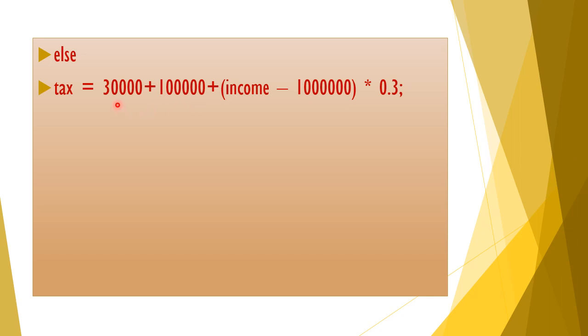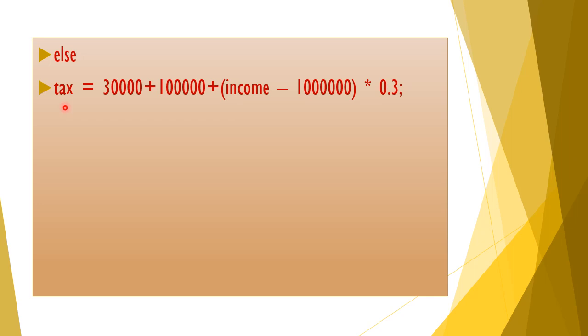So that is why we write here 30,000 plus 1 lakh plus 30% of the income exceeding 10 lakh. How do you find the exceeding amount after 10 lakh? That is (income minus 10 lakh) star 0.3. 0.3 means 30 by 100, that is equal to 30%. Now by these statements we have calculated the tax, and the tax is stored in the variable tax.